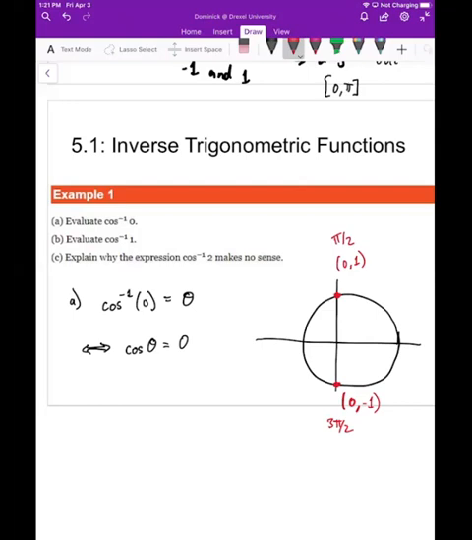But again, we're only restricting our cosine from 0 to pi. So we're only concerned with angles that are on the top half of the unit circle. So this means that we want theta to be pi/2.